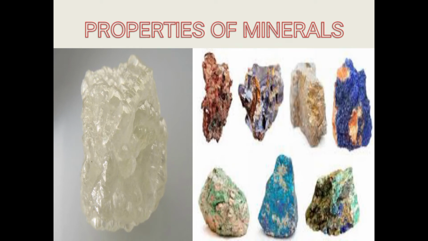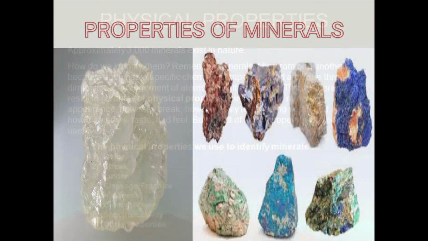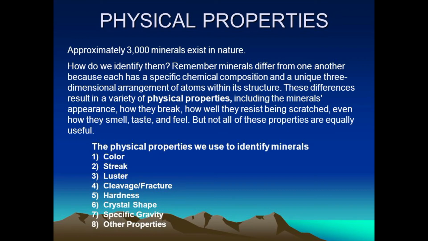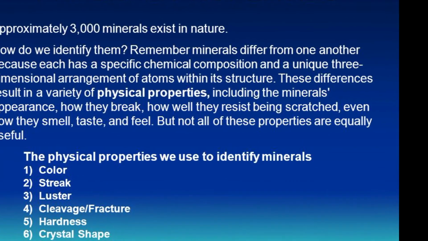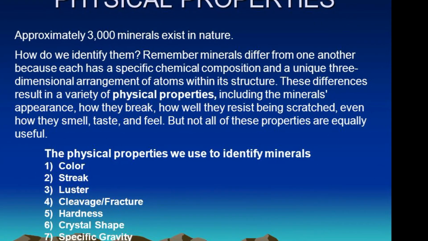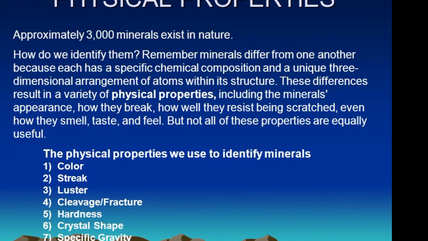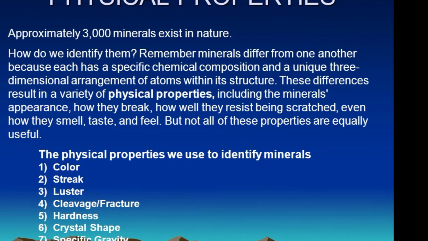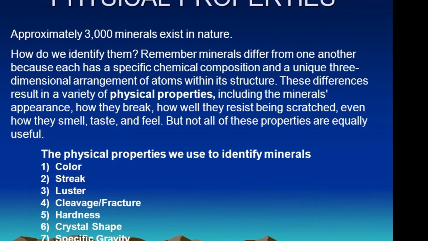Let us now study the properties of the minerals. There are approximately 3,000 minerals existing in nature. How do we define them? We remember minerals differ from one another because each one has a specific chemical composition and a unique three-dimensional arrangement of atoms within its structure.